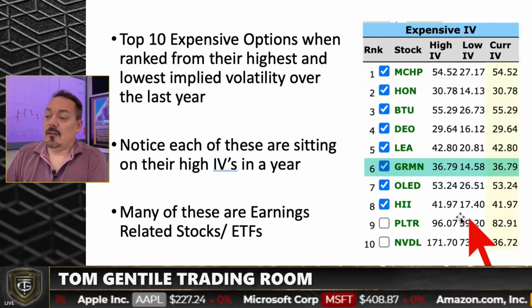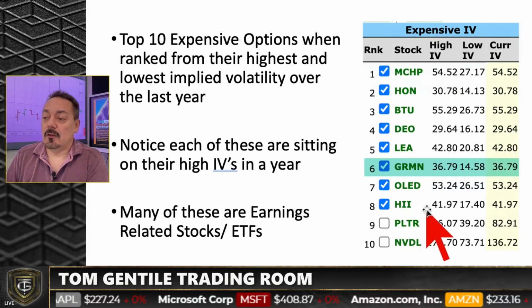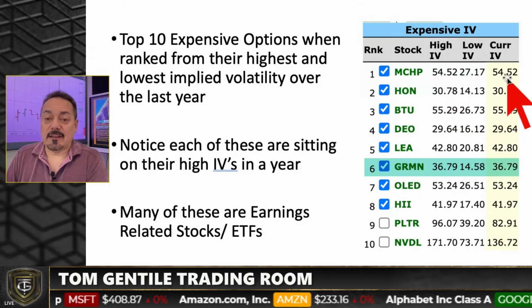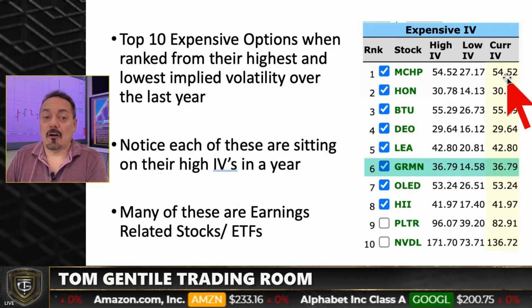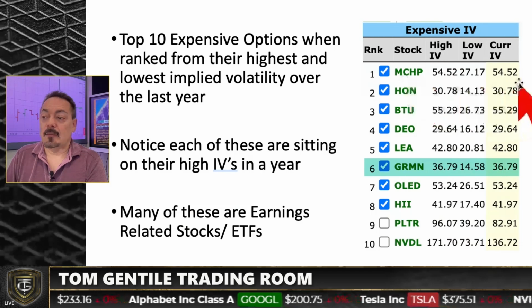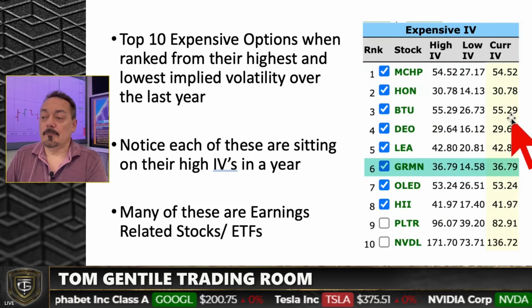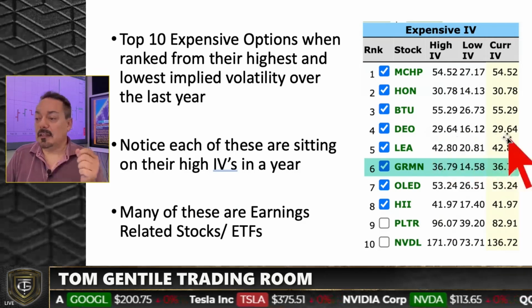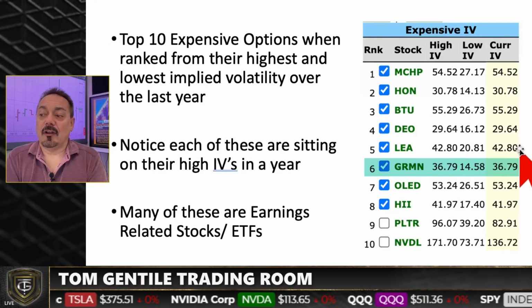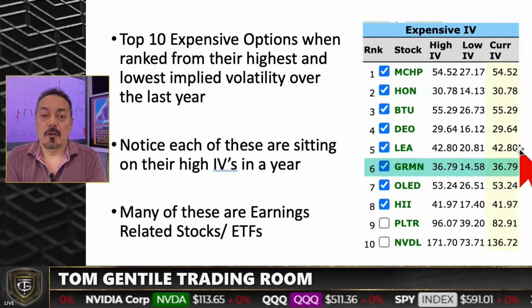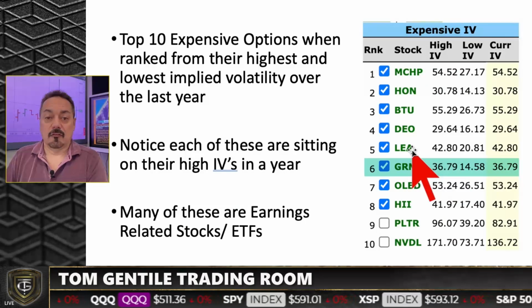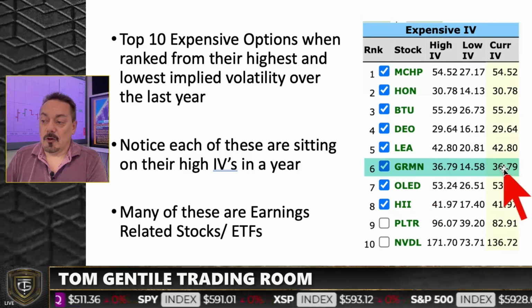So these top 8 that I have checkmarked, they all have one thing in common. Their high IV and where they clocked out on Friday are exactly the same. They are on the highs that they've been on for the year. MHCP, Honeywell, BTU, that's Peabody Energy, DEO, Learjet. Learjet's on a high because of what happened in Philadelphia very recently with that Learjet crash. Garmin's also on a high.